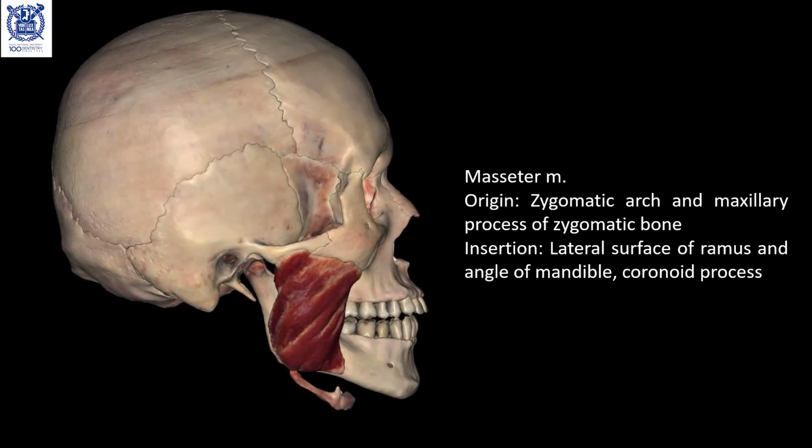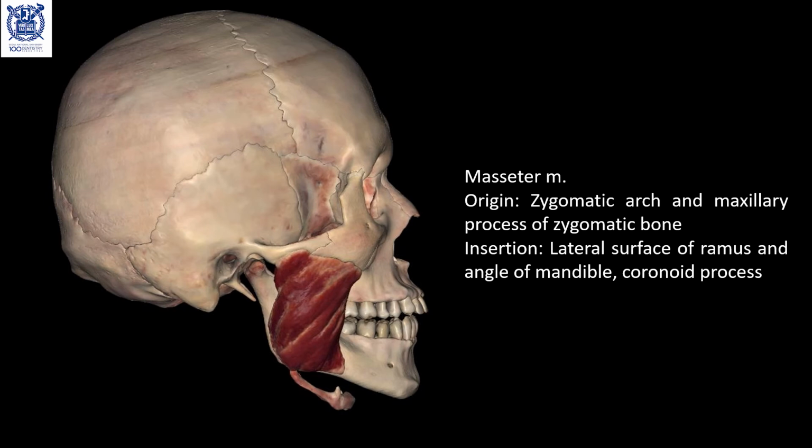The next is the masseter muscle. Although it is one of the muscles of mastication, it is found only in mammals. It is particularly powerful in herbivores to facilitate the chewing of plant matter. The masseter is the most obvious muscle of mastication since it is the most superficial and one of the strongest.